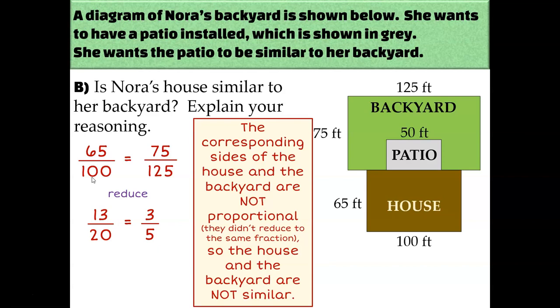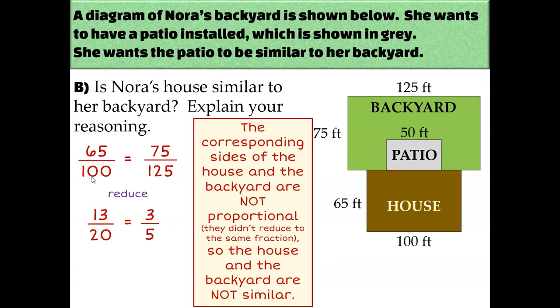And 100 times 75 is 7,500. So since I got different numbers when I cross-multiplied, 8125 does not equal 7,500, so that's another way of showing that these two figures, the backyard and the house, are not similar.